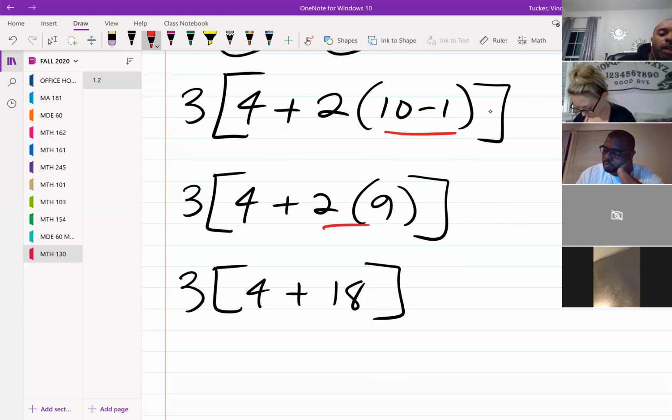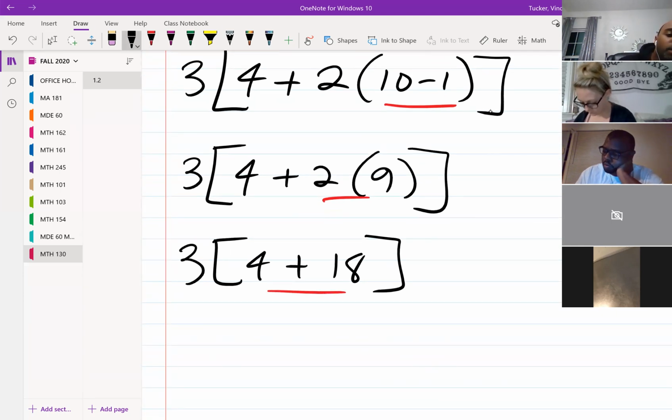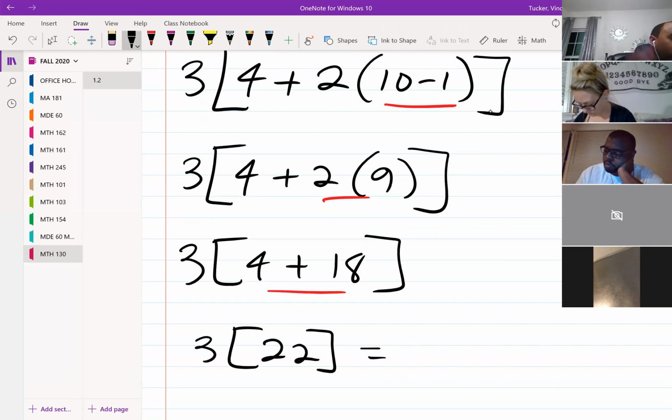All right, still inside of our grouping symbol, 4 plus 18 is 22. And then that 3, remember I said whenever it's right up against a parentheses or a grouping symbol, you do that multiplication. So 3 times 22 would be 66.